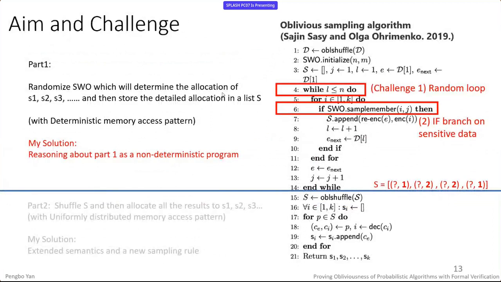So the previous slide showed the algorithm before has some features that make PSL unable to verify it. For example, challenge 1: there is a random loop. The random loop here means the number of iterations of this loop is random. PSL only supports loops which have a deterministic iteration number. But sometimes the loop has random, probabilistic iteration numbers, and PSL does not support that.